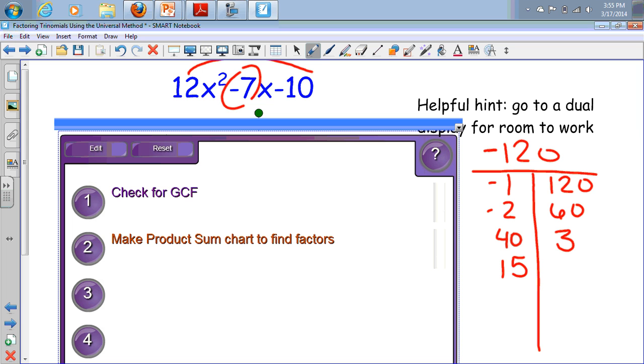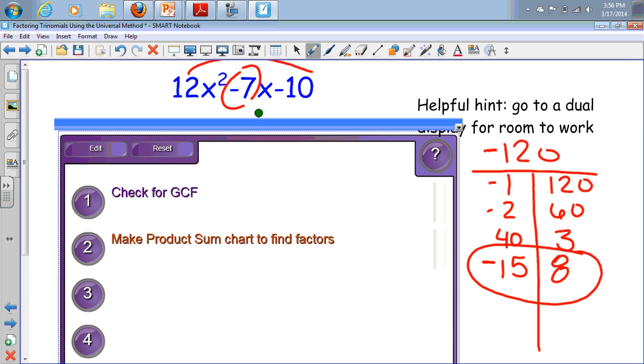About 15. Does 15 go into 120? It probably should. About how many times? No thoughts? Oh my goodness, we're going to have to get our calculators out and try. How about 8? Ooh, we're getting closer there. Ooh, we might have found the jackpot. So if 15 and 8 is our pair, what needs to be negative? The 8 or the 15? The 15. Because negative 15 plus 8 is negative 7.